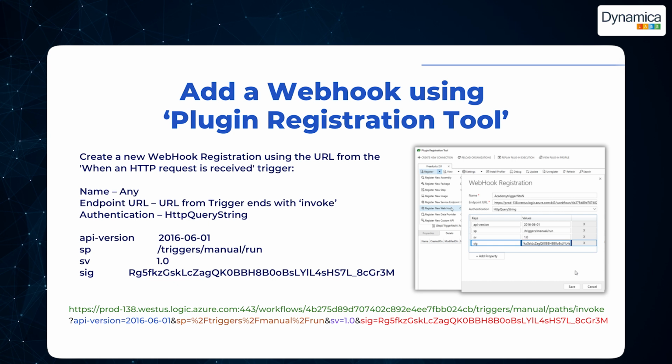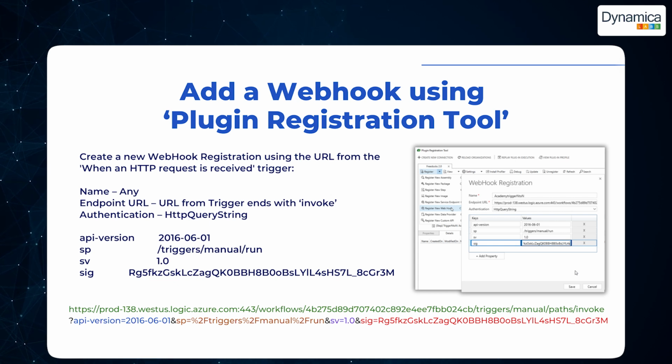Next, we fill in the endpoint URL. This is the first part of the URL that we extracted from the trigger, and it should end with invoke before the first question mark. This endpoint URL will be used. For the authentication method, we choose HTTP query string. Now we proceed to enter the values that we also obtained from the trigger URL.